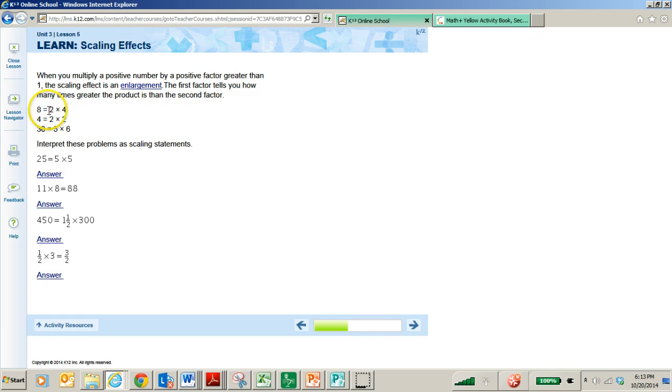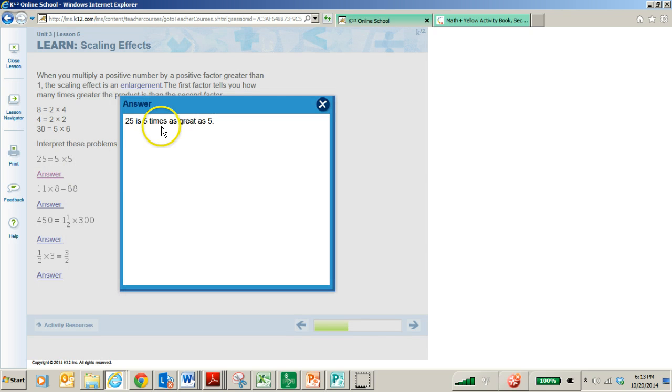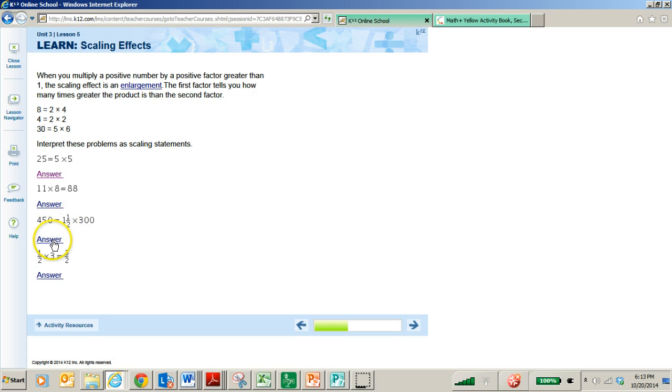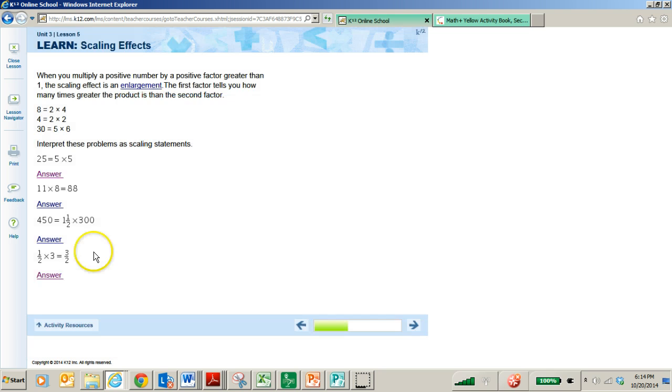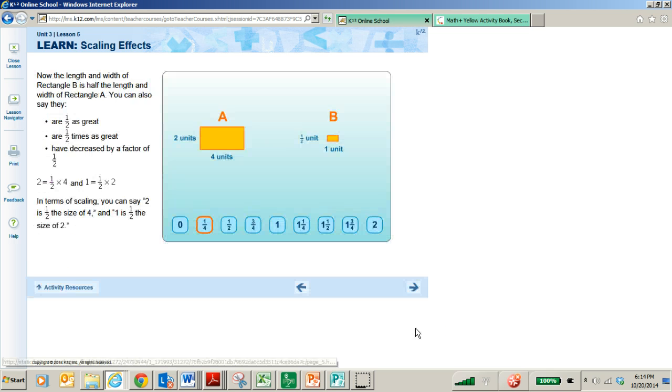In these examples, we have more whole numbers that are multiplied together. And it says, determine or interpret these problems as scaling increments. So we have 5 times 5, which would be 25, is 5 times as great as 5. When we have a mixed number or fractions, we could say 3 halves is 3 times as great as 1 half. All of these are enlarging because the 3 halves is definitely bigger than 1 half because we have 3 halves.